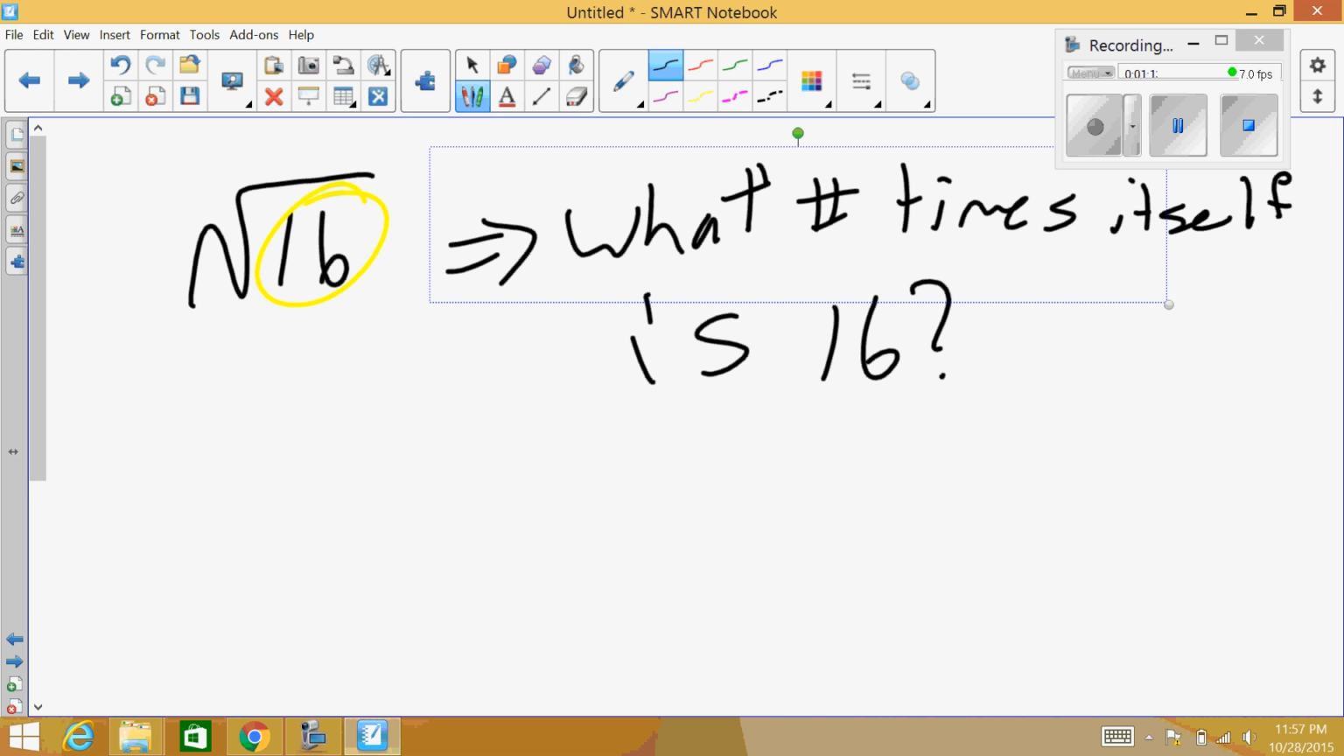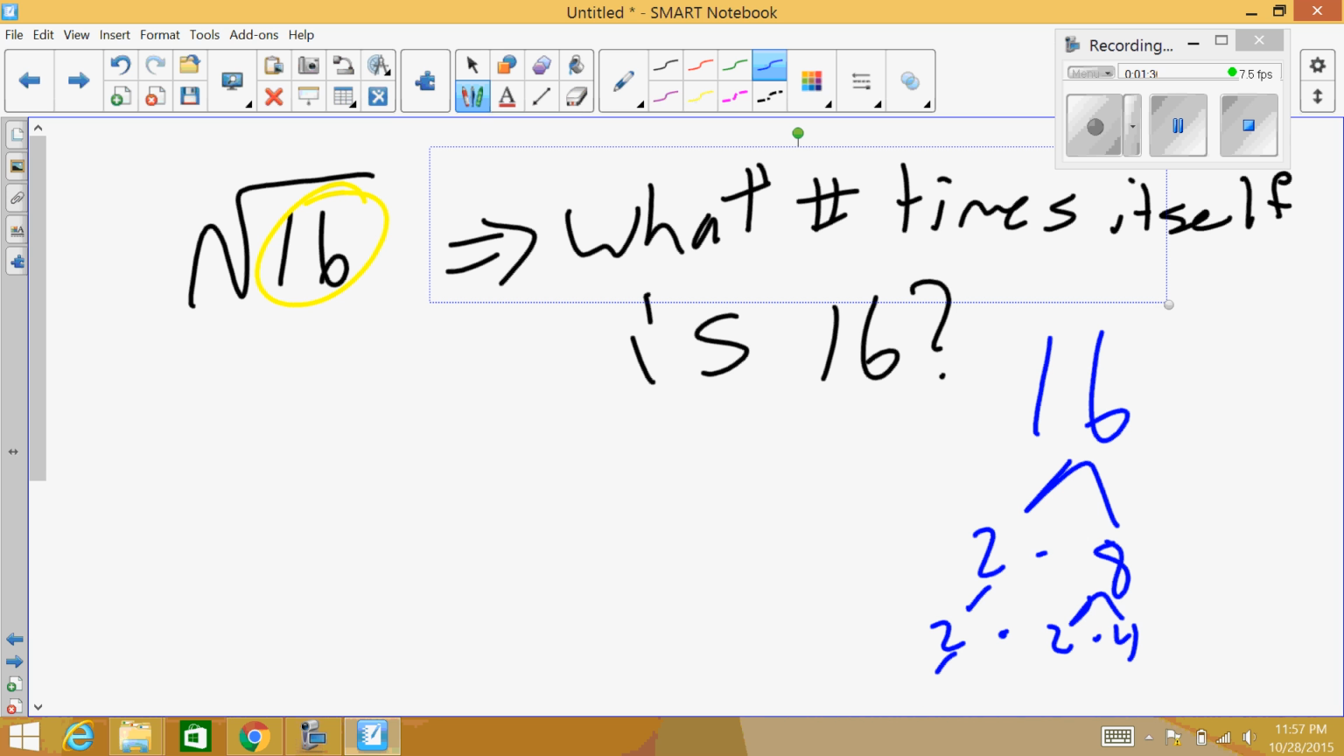But what if the numbers didn't work out so nice? What could we do? Well, one way to work through this is with a factor tree. I like factor trees. So I'm going to break up 16. Well, 16 is 2 times 8. 2 times 2 times 4. 2 times 2 times 2 times 2.